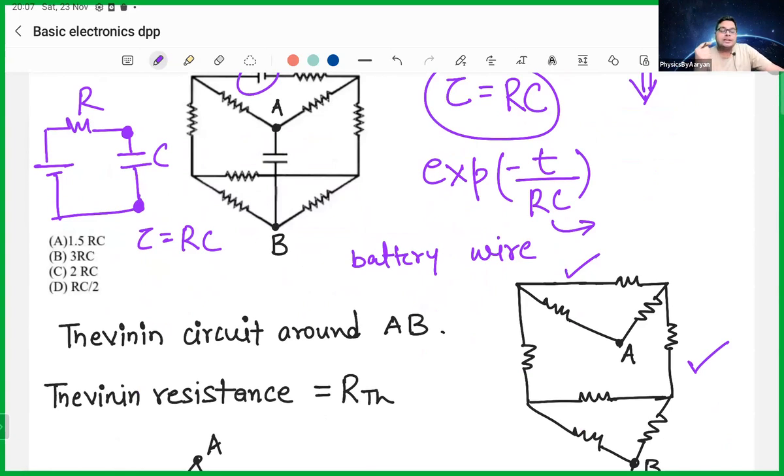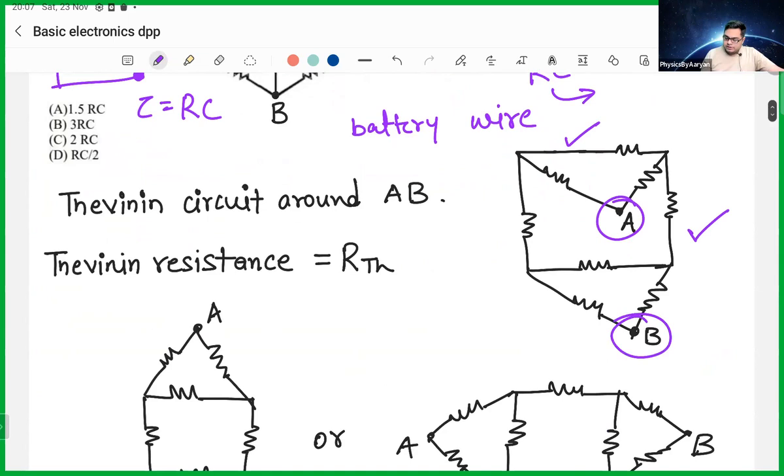And I have open circuited the points A and B. Whatever was there, I opened it. So that is no longer there. And now I need to know the resistance between point A and point B. What is the resistance between point A and point B? Now this circuit might be difficult to analyze.